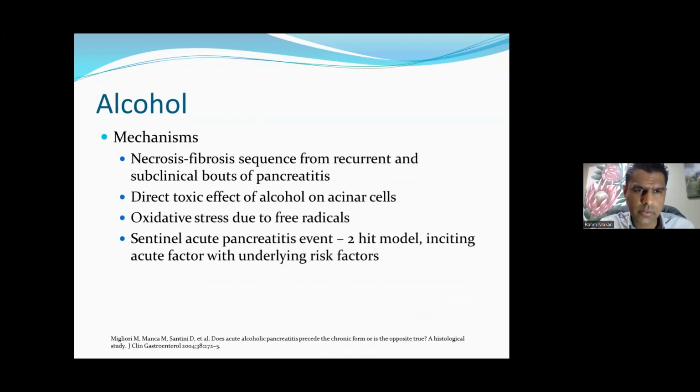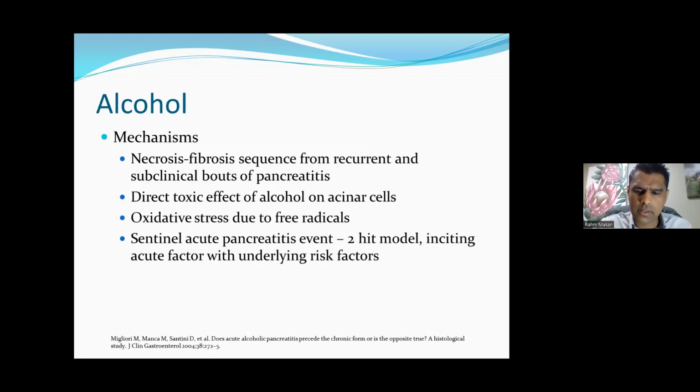Alcohol, so the mechanism of alcohol is a necrosis fibrosis sequence from recurrent and subclinical bouts of pancreatitis. So the patient may not always be symptomatic for pancreatitis, but may have subclinical bouts of pancreatitis, and it happens in a recurring process. Also, alcohol is directly toxic to the acinar cells, and then it also leads to oxidative stress from free radicals. Another model is the sentinel acute pancreatitis event, where there's a two-hit model where there's an acute factor in addition to an underlying predisposition.